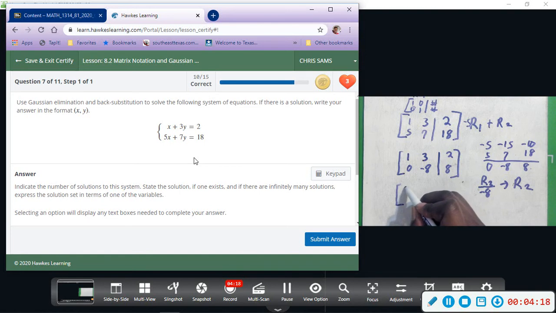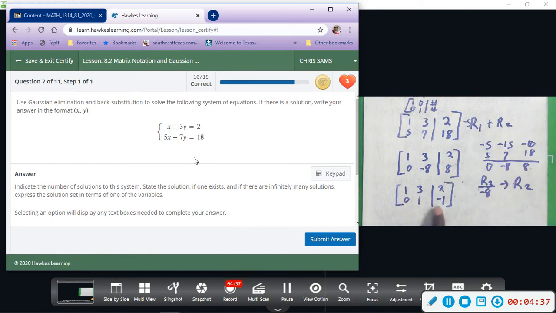So I get 1, 3, 2, and dividing this by -8, this still is a 0. -8 divided by -8 is a 1, and 8 divided by -8 is a -1. Okay, so I have this row 0, 1, -1.